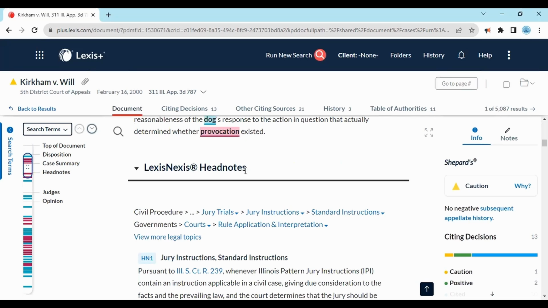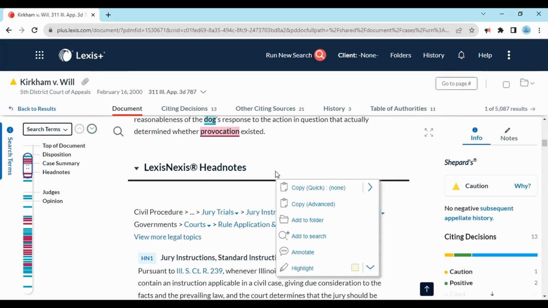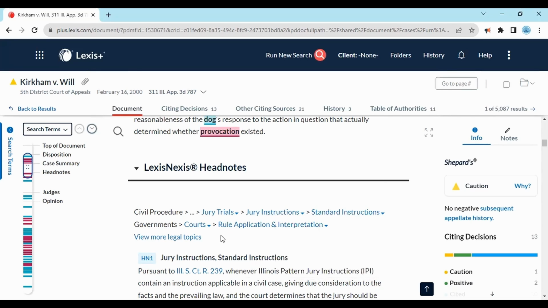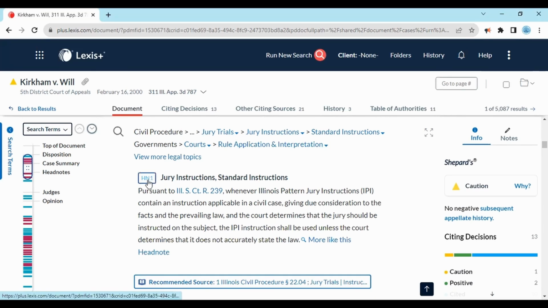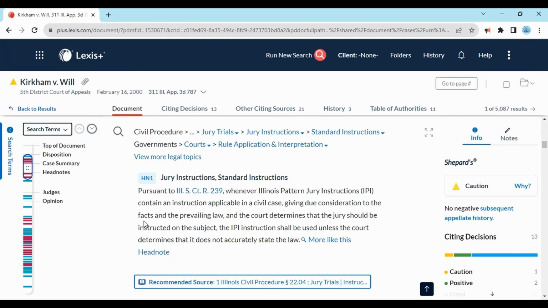But the headnotes are a very helpful tool. Westlaw has a similar system of headnotes. And what these are is they've sort of categorized different topics discussed in the cases to help you hone in on specific topics. So like, for instance, the first headnote here is about jury instructions. If you were writing a paper about jury instructions, maybe that would be really helpful. You could click on that headnote and go find other cases that have talked about jury instructions.